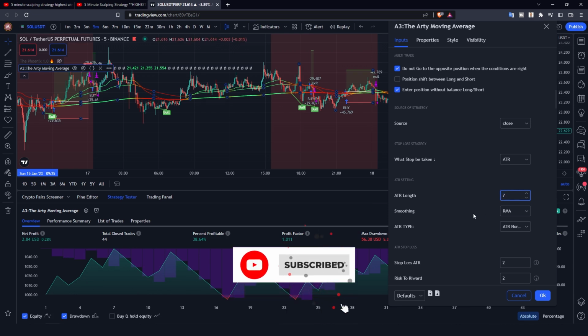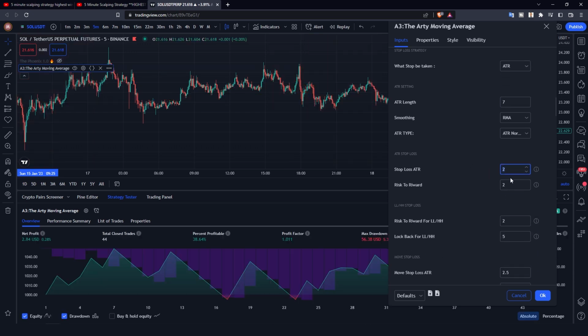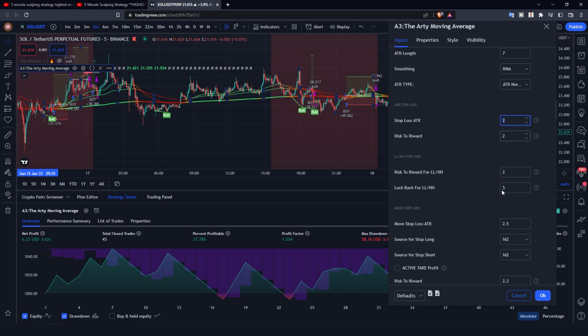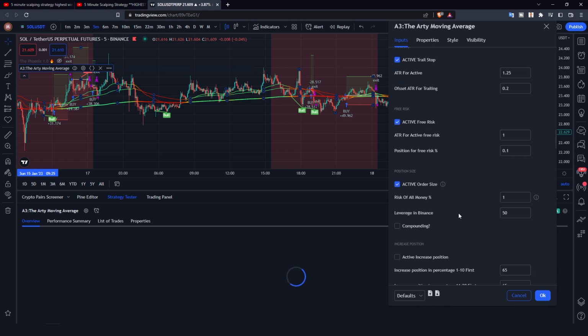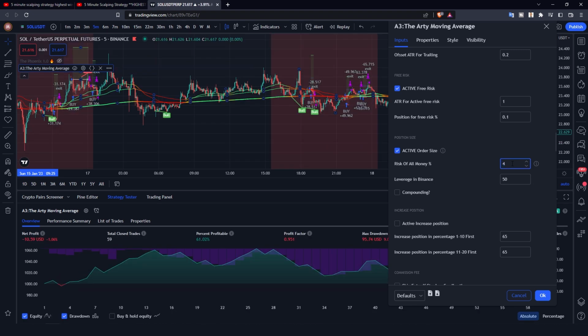Stop loss 2 ATR and risk to reward 2. We can also use other options here. We can use a trail stop, or here we can have free risk. We can change the risk amount of all money here. We can increase or decrease this percentage.